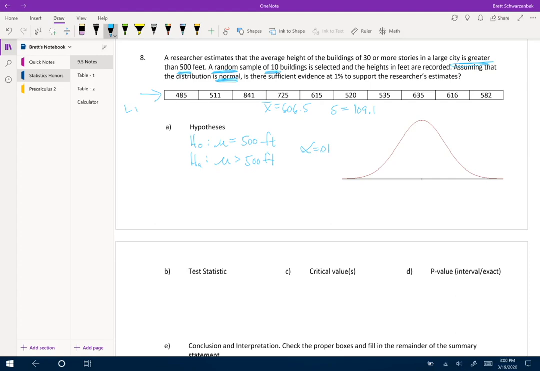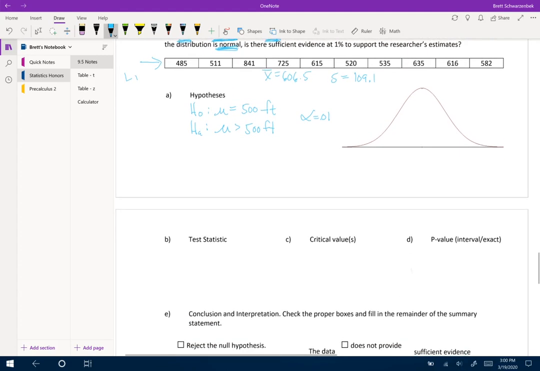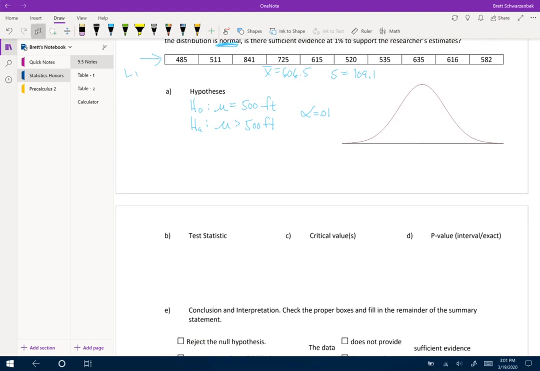Okay, so we have to move on to our test statistic and do our calculations. So remember, we're doing x bar 606.5 minus mu, our 500, divided by 109.1 divided by the square root of 10.